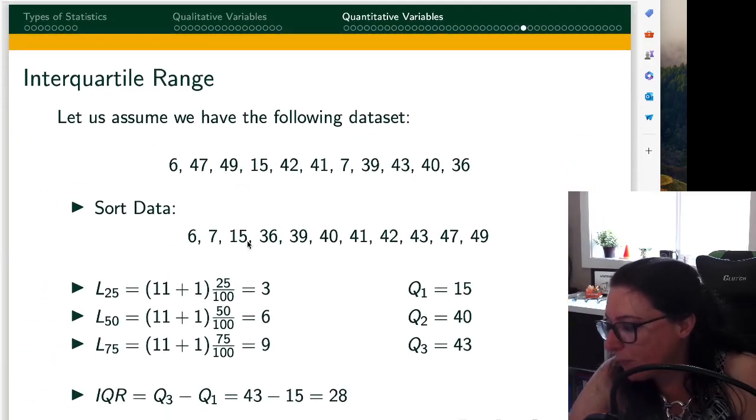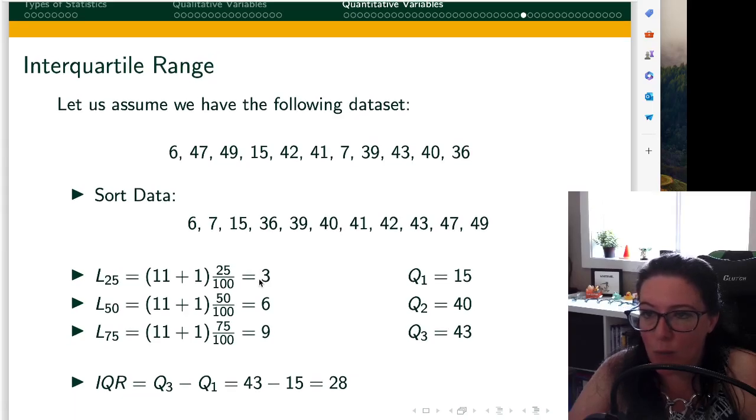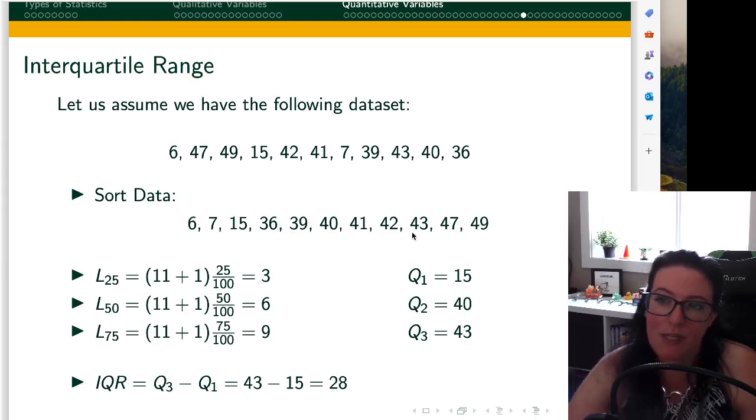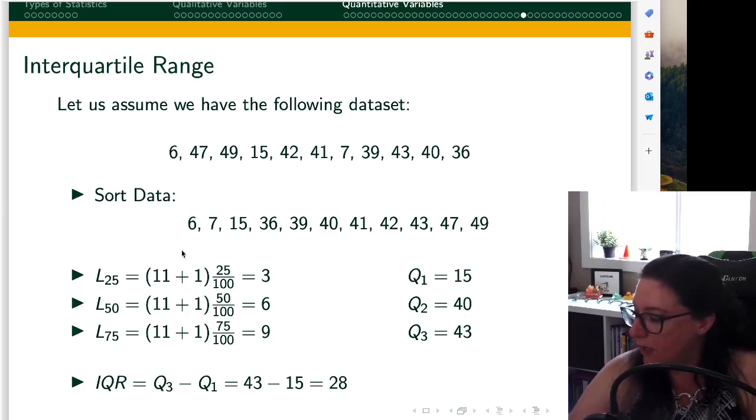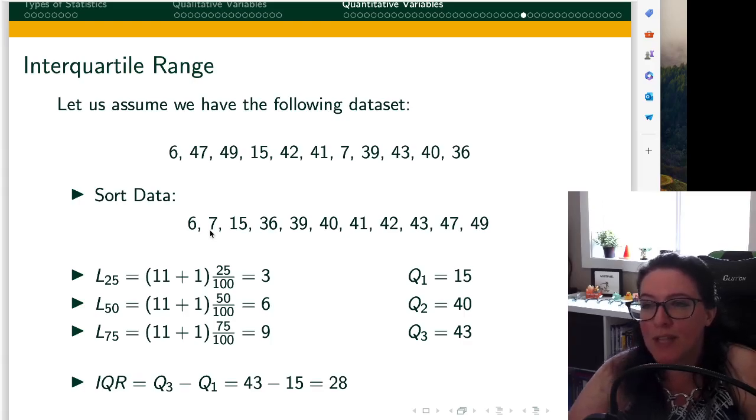So let's look at an example here. Let's take this data where it went from 6 to 49. We would have to sort it: 6, 7, 15, 36, 39, all the way to 49. The first quartile is going to be where 25% of the data is below.